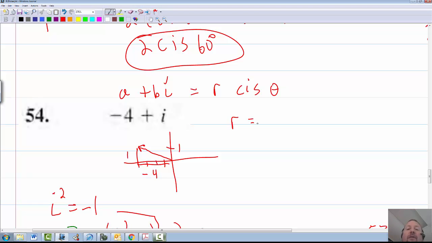And then how do I find R? What do I simply do, everybody? Pythagorean theorem. Oh, that's why this formula is written. This is just the Pythagorean theorem, which is root what? 17. And then how do I find this theta? Is this a triangle I recognize, by the way? 1, 4, root 17? Heck no. So what do I have to use?